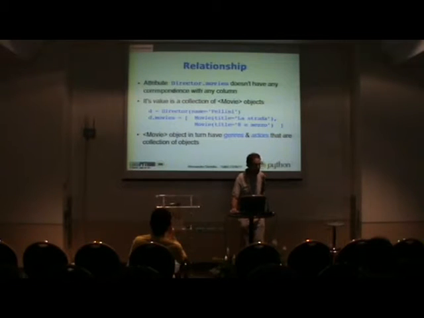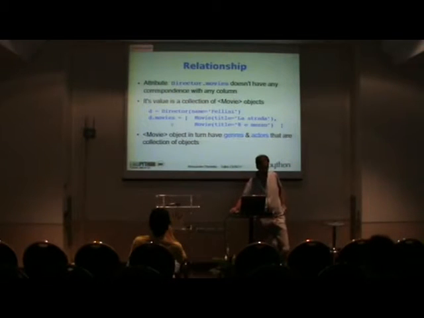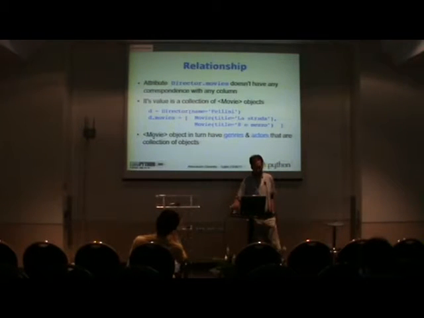I think I spent already enough time to explain what the director relationship is. Director.movies doesn't have correspondence with any column. Its value is a collection of movie objects. You can see it like this, for example: d = Director(name='Fellini'), d.movies = [La Strada, 8½]. Okay. And clearly Movie will have other objects that in turn are related to, for example, genres, actors, and so on.